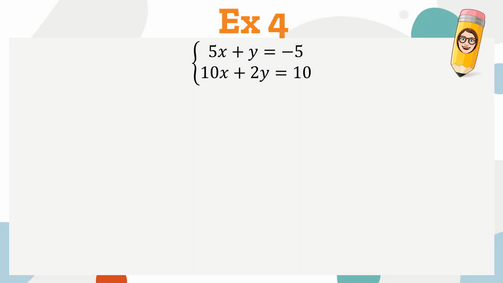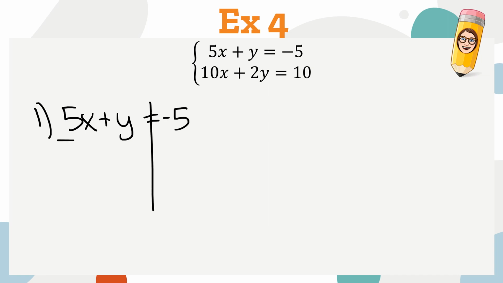Example 4, let's isolate a variable. Now I'm going to stick to one color this time. That way it looks a little more like your paper. I'm going to choose the first equation because that y looks easier. To isolate y, I'm just going to kick that 5x over by subtracting it.